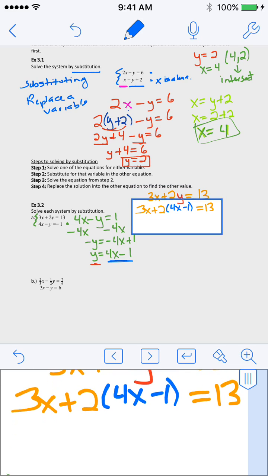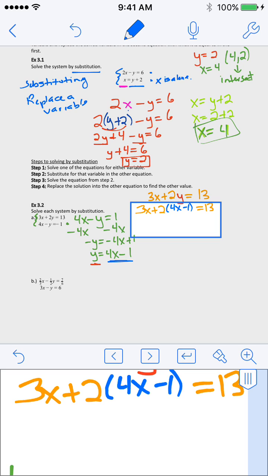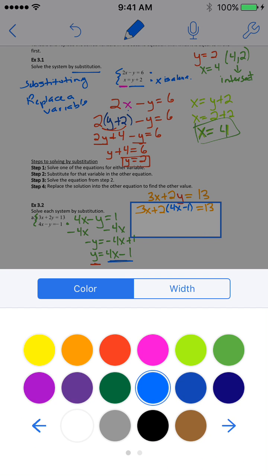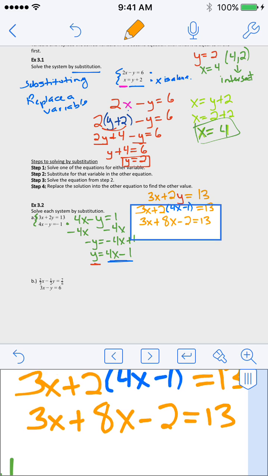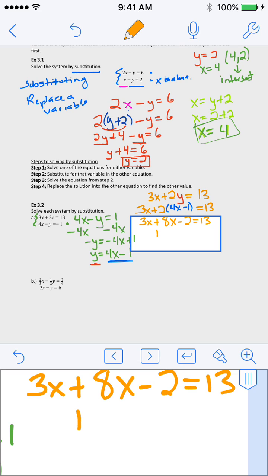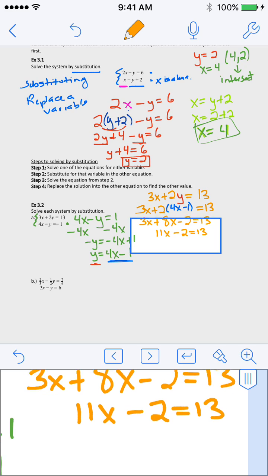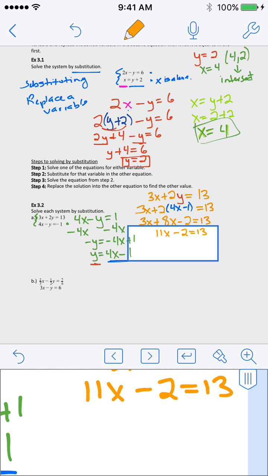Now I can solve this one because it's only got x's. The y is gone. That was the whole point. You wanted to get rid of one of them so you could actually solve for the other. So let's solve that out. We have 3x plus, distributing, 8x minus 2 equals 13. Those together make 11x minus 2 equals 13. And then you add the 2 over.